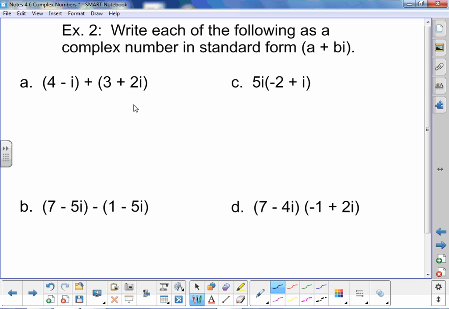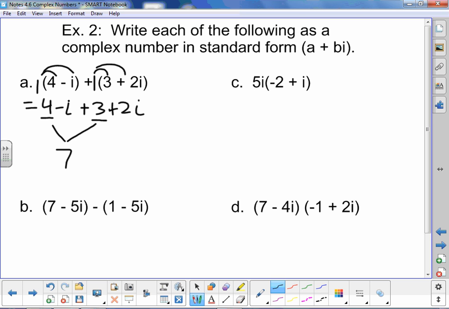So what you're going to do is first you're going to drop your parentheses. Because there's a 1 in front, you can distribute there and distribute there. So you're going to get a 4 minus i plus 3 plus 2i. Now it's just a matter of combining like terms. So I'm going to go ahead and combine my 4 and my 3. That makes a 7.